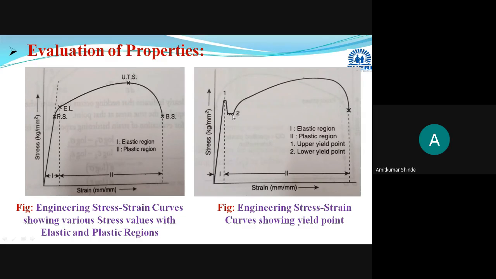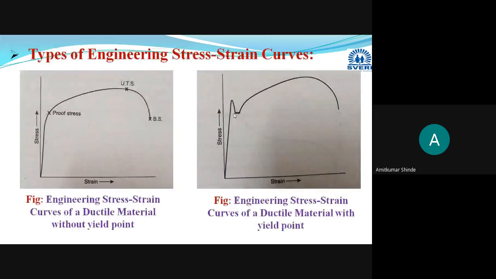You can observe this. Here, stress is not increasing in this region, 1 to 2, but strain is continuously increasing. So, this is termed as the yield point. And after this, we'll move towards the different types of stress strain diagrams obtained at the end of this tensile testing.